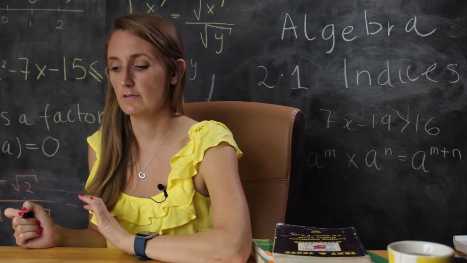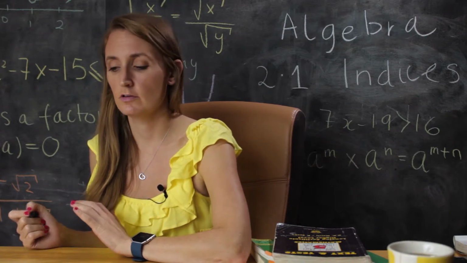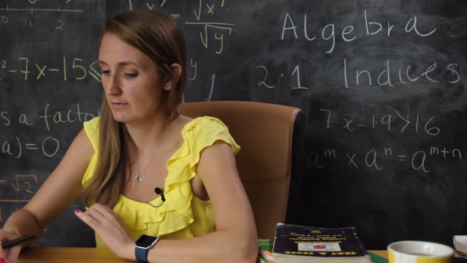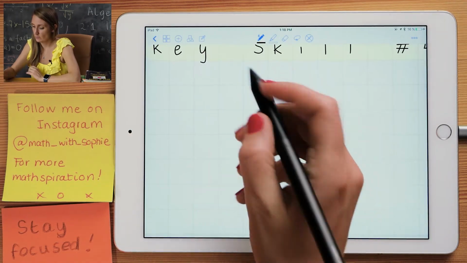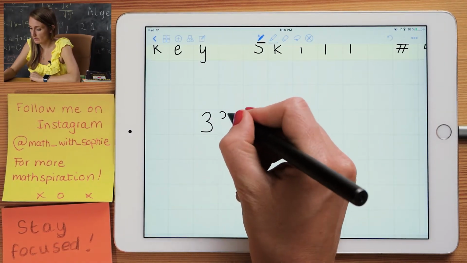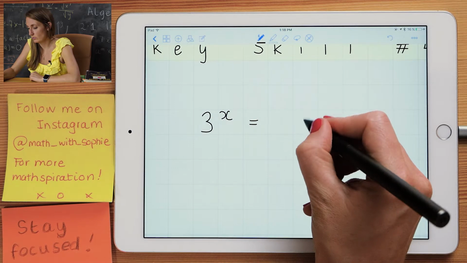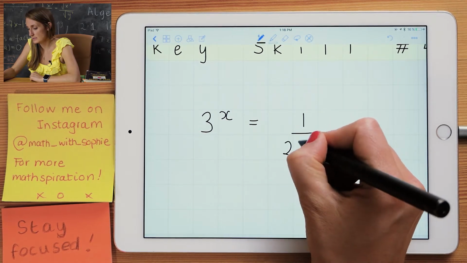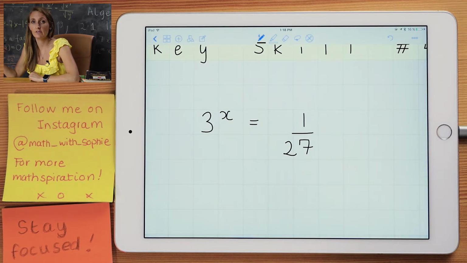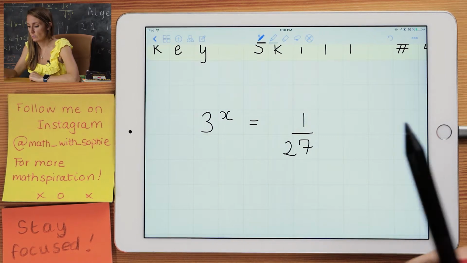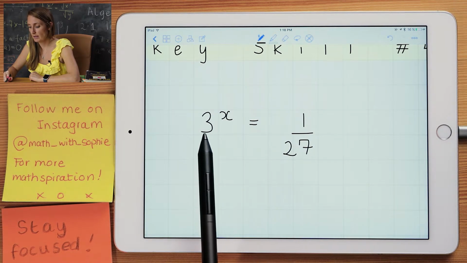Now we're going to move on to some slightly more complicated questions using what we've learned in the previous key skills. So the first question we're going to do is 3 to the x is equal to 1 over 27, and we need to find x. So you need to have everything matching in the matching base of 3.